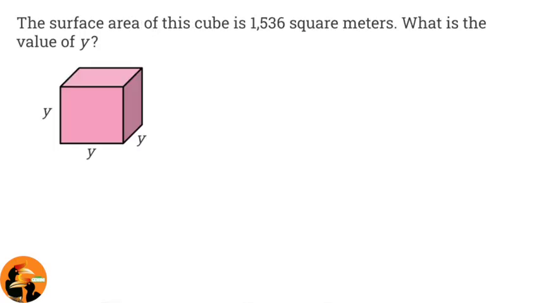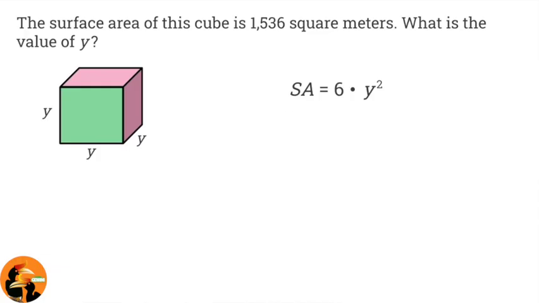The surface area of this cube is 1,536 square meters. What is the value of y? This time, we know the surface area from the start. We just need to find the side length of the cube. Remember, cubes have 6 identical square faces, and the area of each face is equal to the side length squared. So the surface area of this cube is equal to 6y squared, where y is the side length. Let's use this formula to solve for the side length.